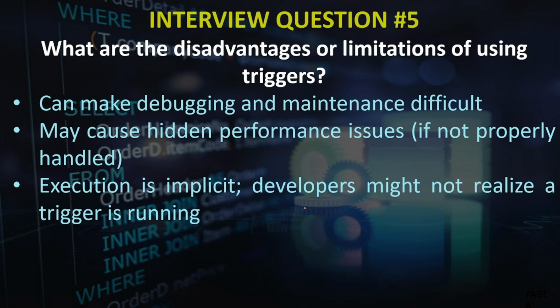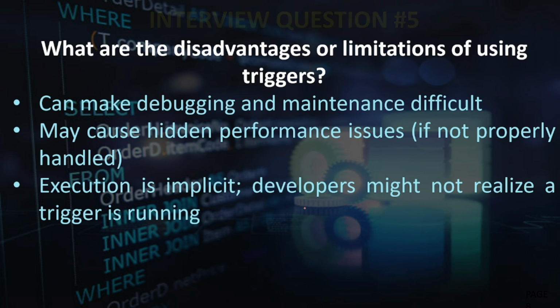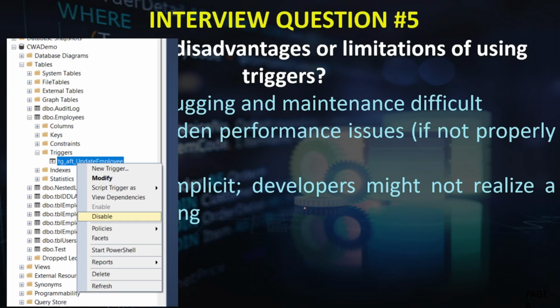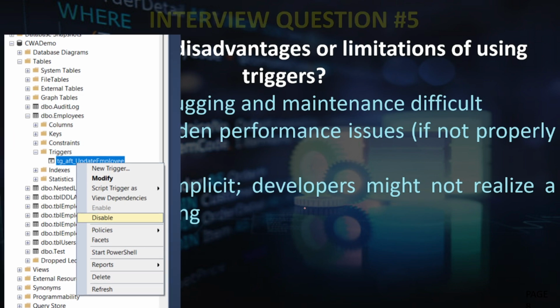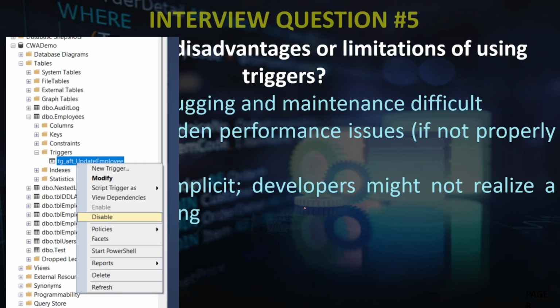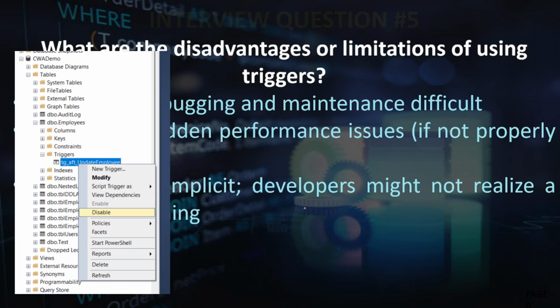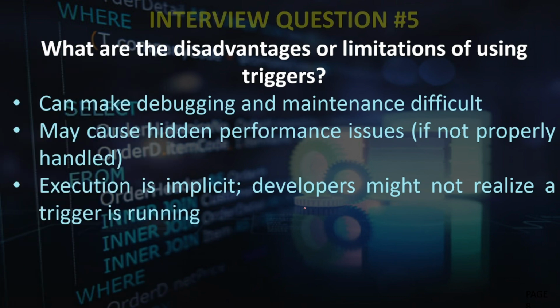In practical scenarios, whenever any performance issue comes, we go to the database table and check if it has some triggers enabled. We disable the trigger, and you can actually disable the trigger by right clicking and disabling. This way you can disable or enable the triggers. We disable the trigger and see if that improves the performance. These are a couple of disadvantages or limitations of using triggers.